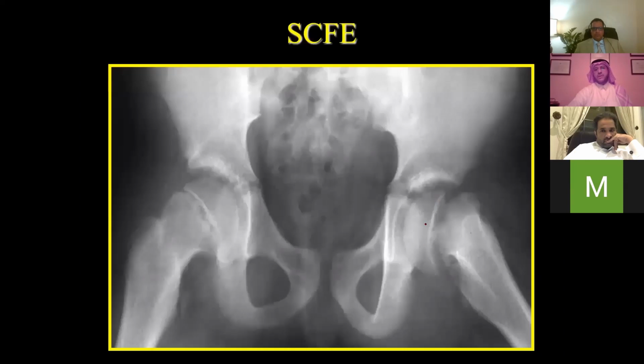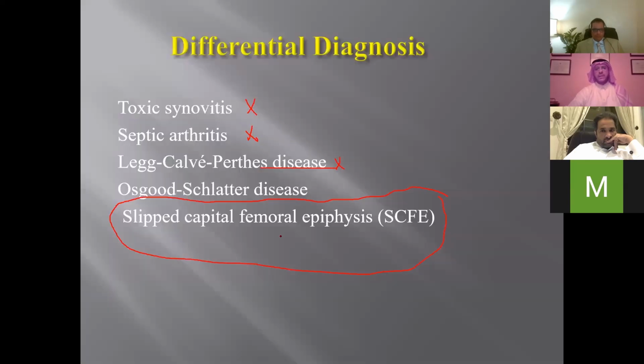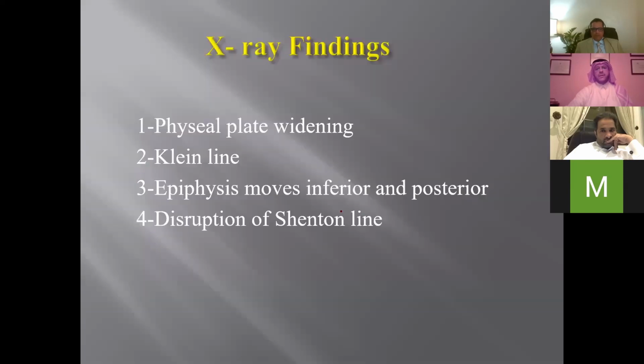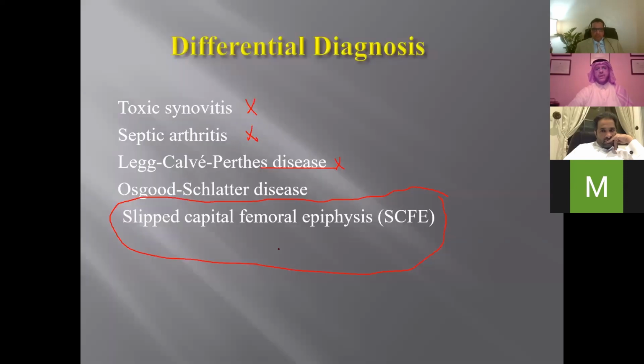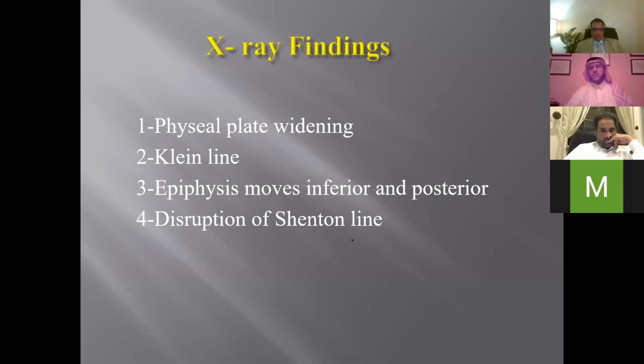As you see here, this is the epiphyseal part, and this is the physeal plate. It's supposed to be here, so it moves down, okay? Inferior and posterior, anterior and inferior, and posterior here. And the last one is disruption of the Shenton line. We'll talk about it in a second.